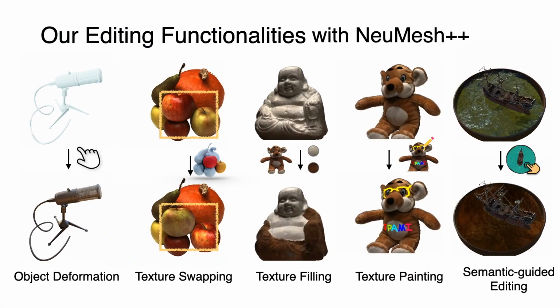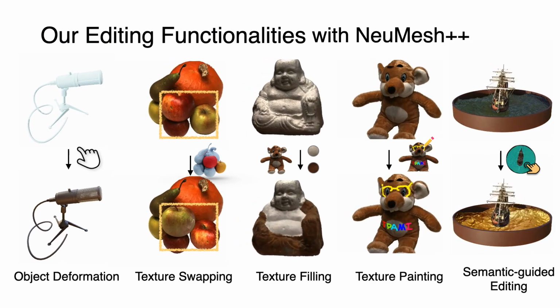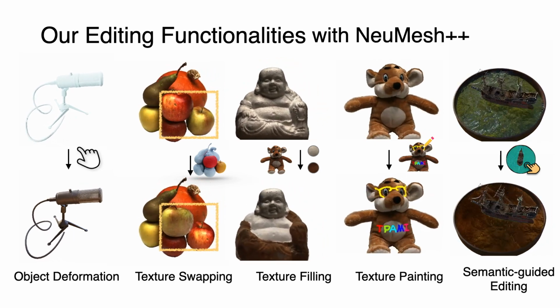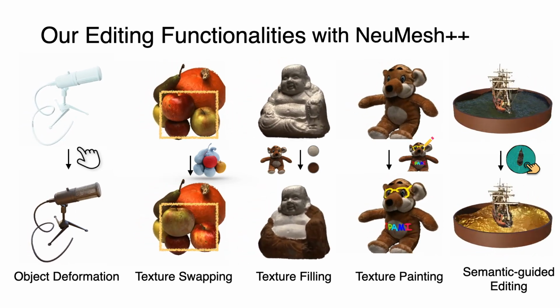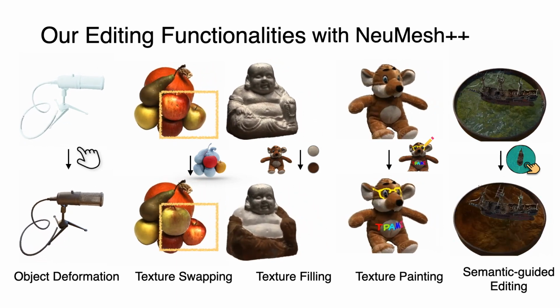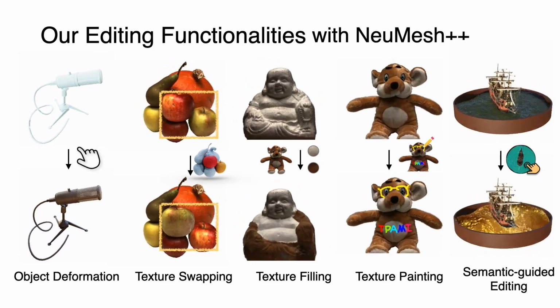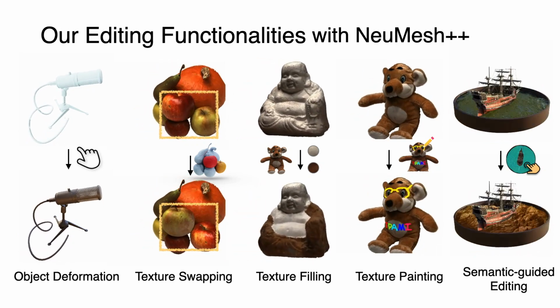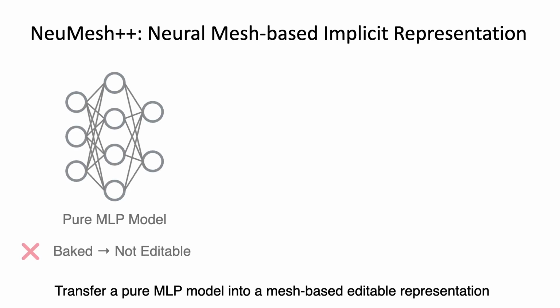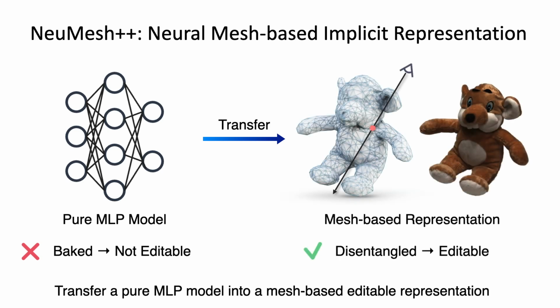Here are our editing functionalities. A mesh-guided geometry editing. Designated texture editing with texture swapping of two objects. Texture filling with materials from pre-captured objects. Texture painting by transferring user paints from 2D image to 3D field. Semantic guided editing through an effortless and interactive pickup. The core idea of our work is to transfer a baked MLP-based implicit model into a mesh-based representation, which grants editable capability through a mesh-based workflow.